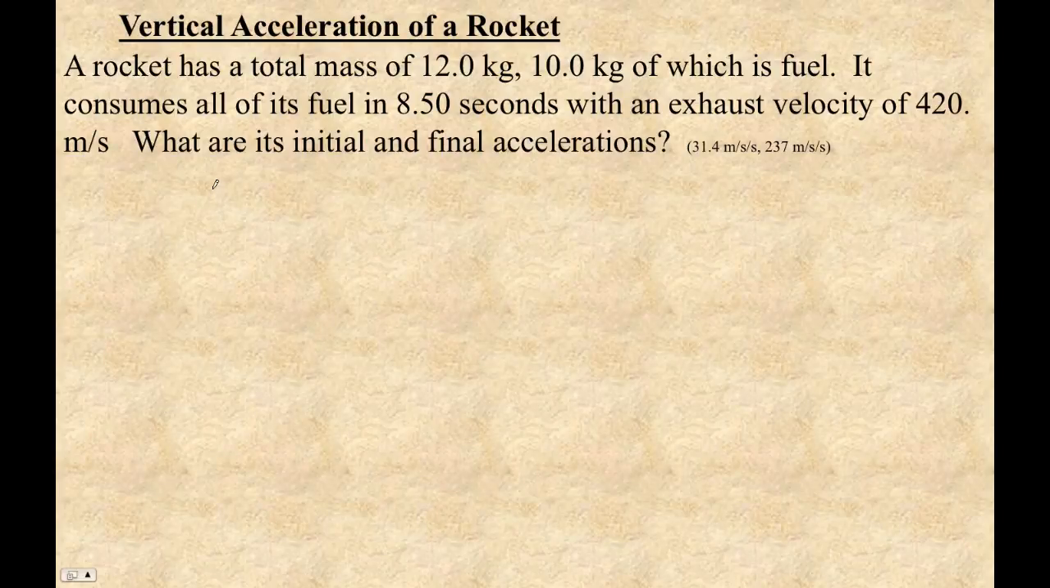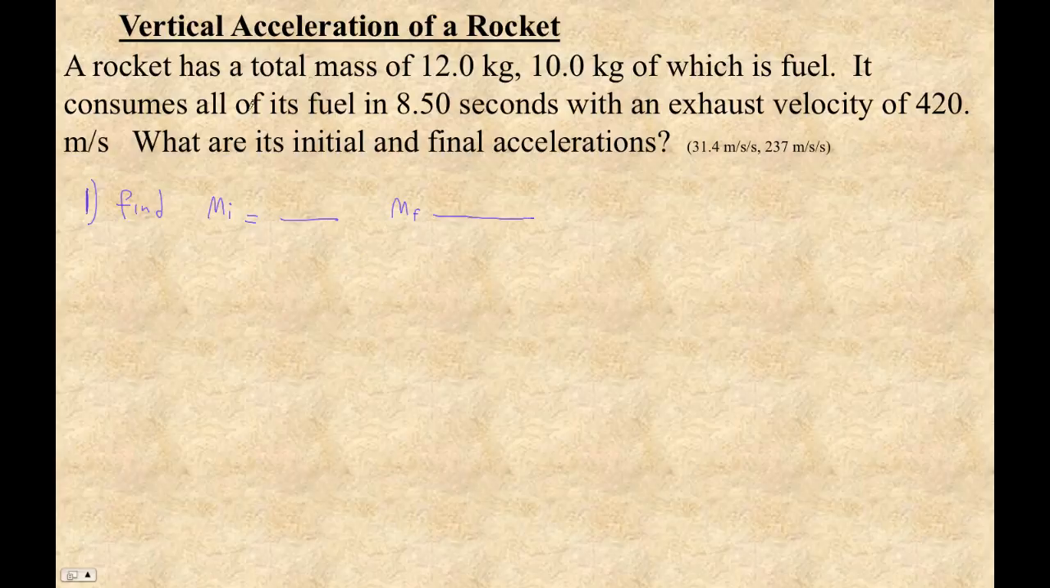Let me show you how to find the vertical acceleration of a rocket. This is a little bit tricky, and it's going to take a bunch of steps. The first thing is we've got to find the initial mass and the final mass of the rocket, right? Sometimes we've got to figure out the amount of fuel we have too, which makes it sort of tricky here.